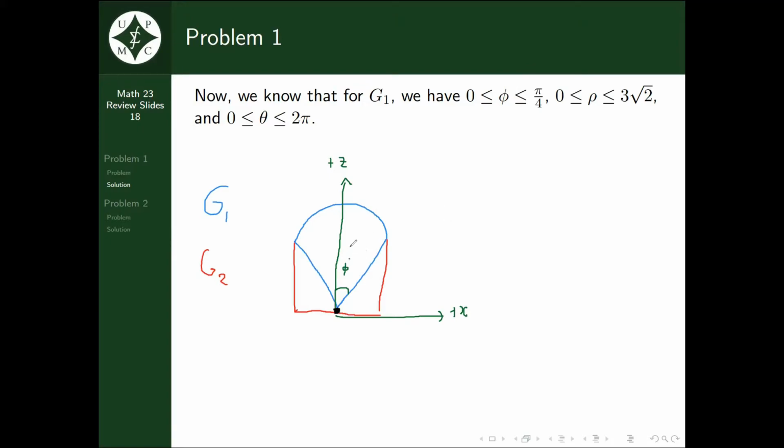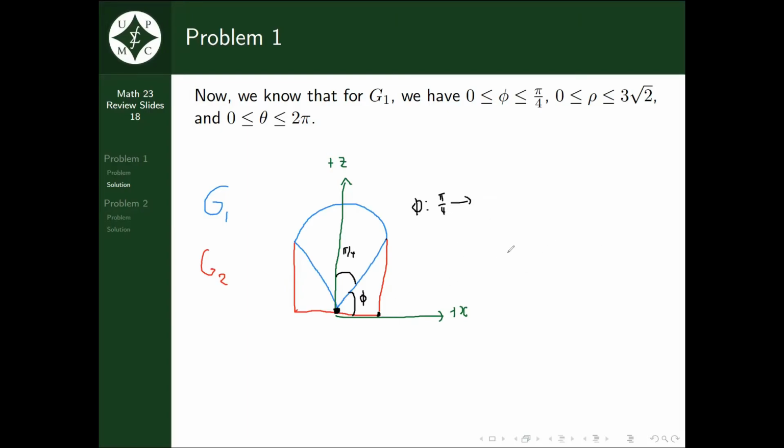So let's note that we already know that this is pi over 4. However, if we use this projection, we can see that there's a geometric way to find the boundaries. G1 and G2 are basically connected here along this blue line. I'll circle it. They're connected here. That means that the upper bound of phi for G1 is the lower bound of phi for G2. So our phi runs from pi over 4 to something.